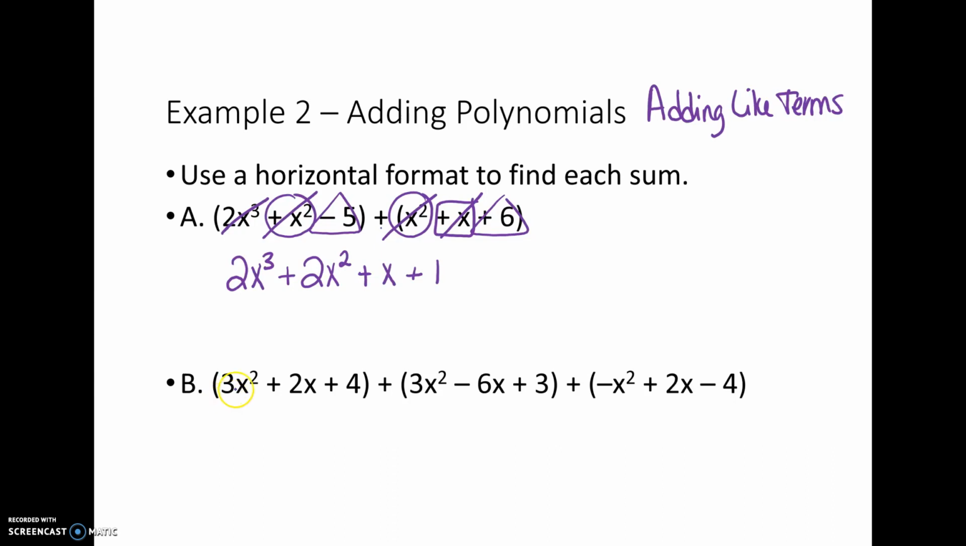In example B, 3 trinomials. Fun. We've got 3x squared, 3x squared, and -x squared. Remember, that's a -1x squared. So 3, 4, 5, 6, and then subtract 1, so that would be 5x squared.